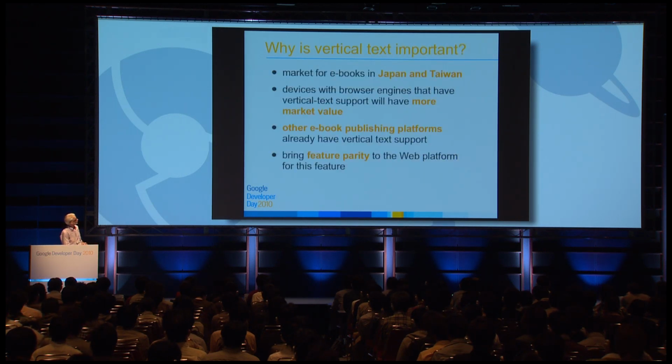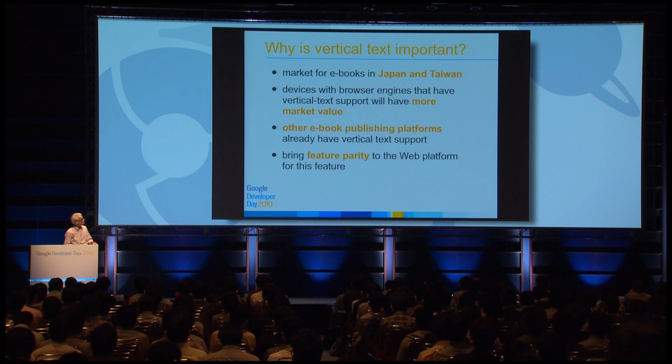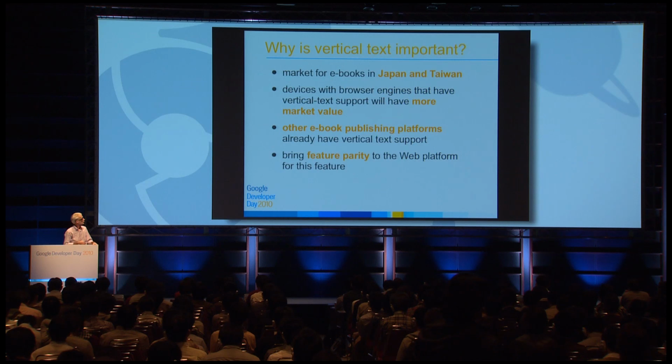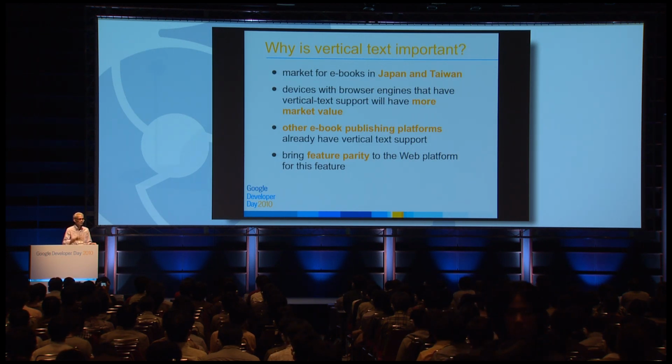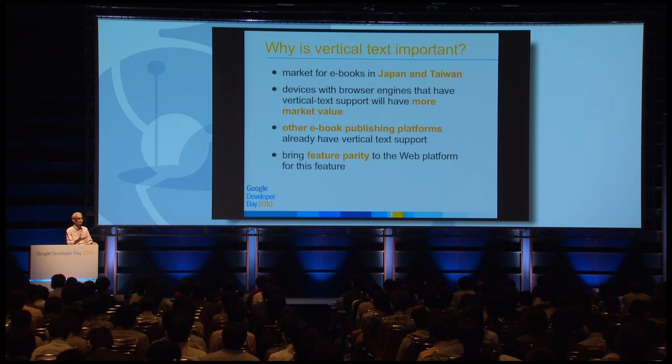Why is this important? The market for ebooks in Japan and Taiwan. I've since found out that this is also really important for mainland China. But if you think about the way that you read books in Japan, the novels that you read, a lot of the magazines that you read, they're written with vertical text. And if you want to get an ebook reader, you want to be able to read in the same way you're reading now with printed books.